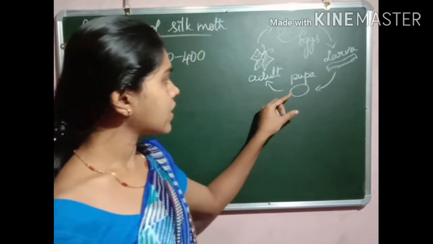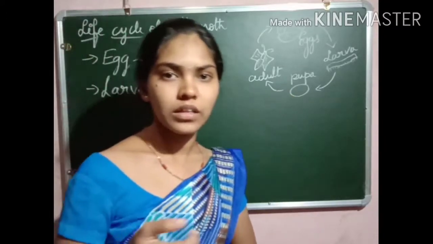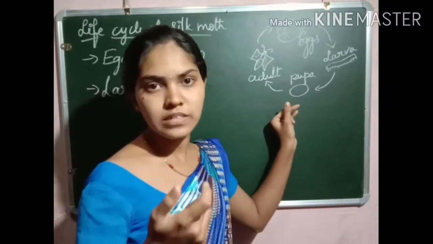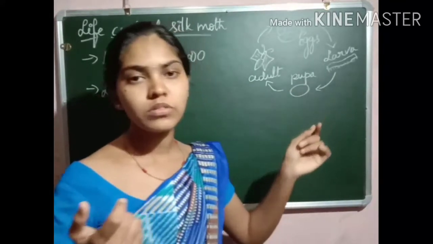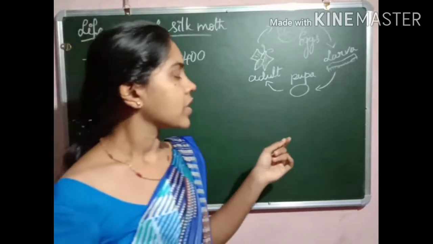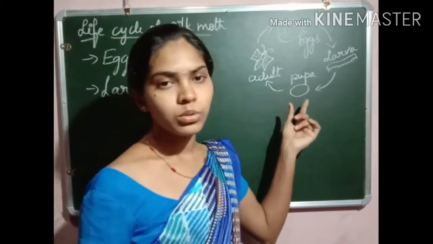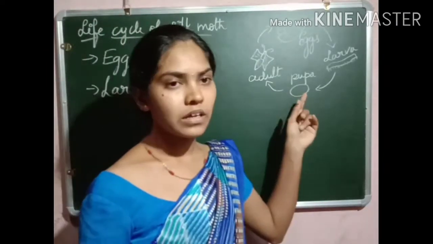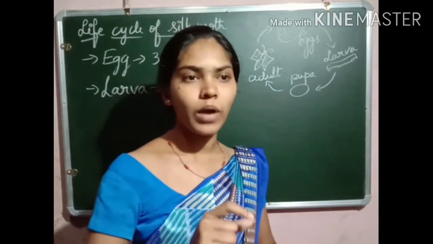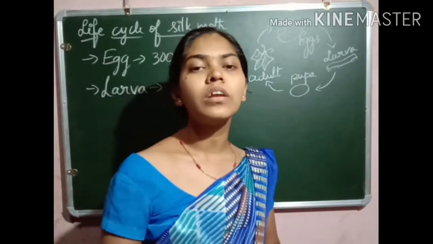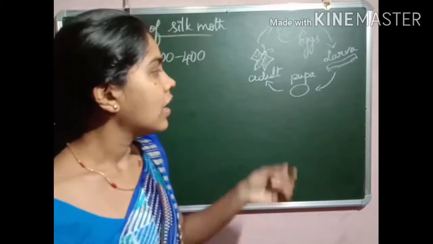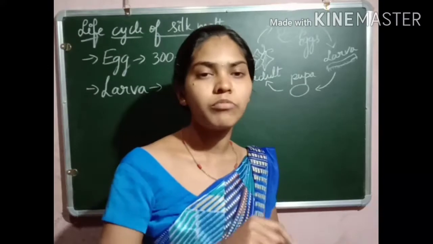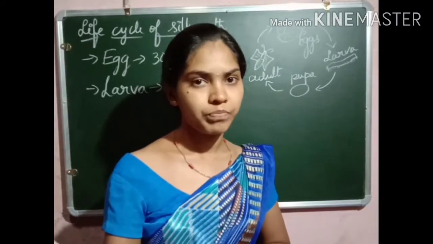From that cocoon we get the silk fibers. Silk fiber is obtained from the cocoon. We can get various silk fibers. They vary from one silkworm to another, depending on which type of food they take. We can get silk fibers from the cocoon in various colors, from white to golden yellow.